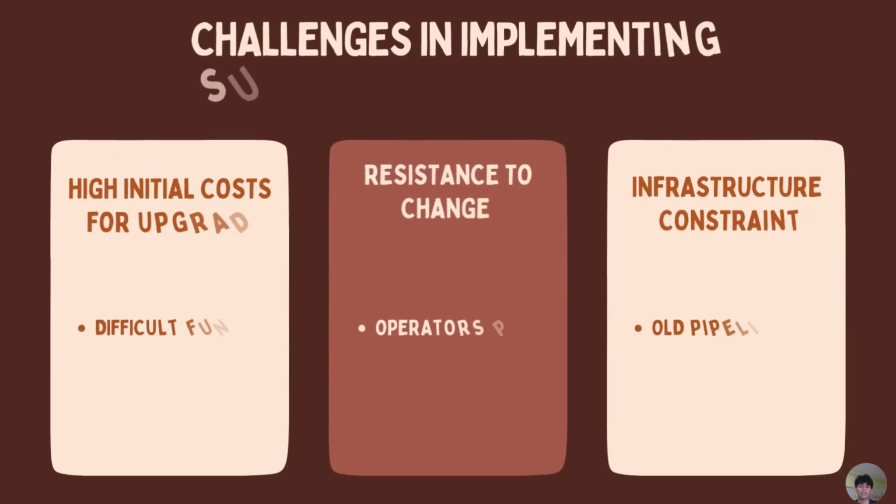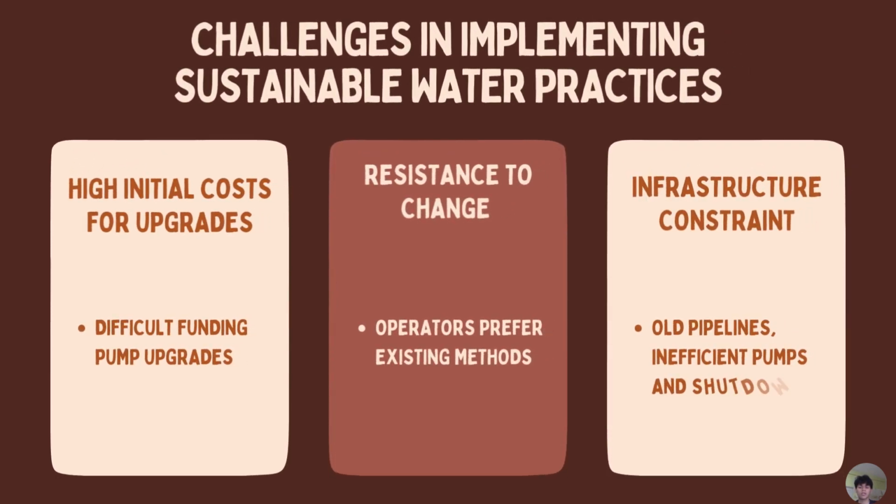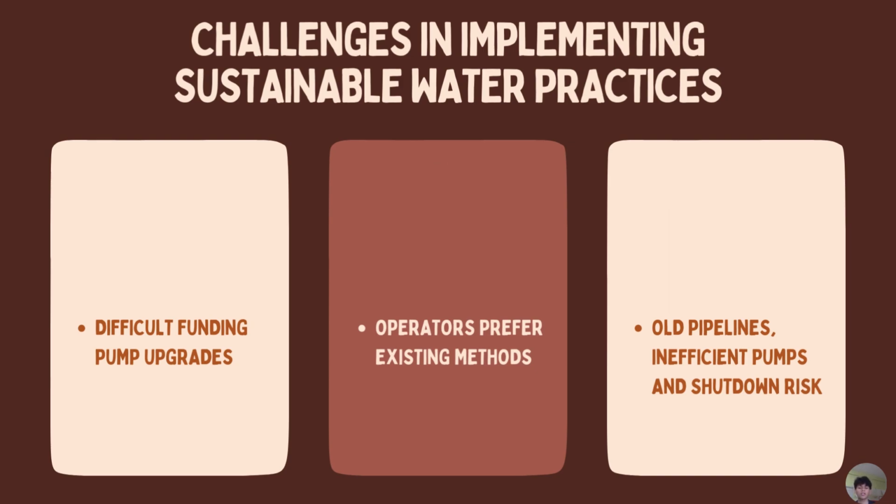And then lastly, challenges in implementing sustainable water practices. First, high initial cost for upgrades, which makes funding pump upgrades difficult. Second, resistance to change, which is operators preferring existing methods. And then lastly, infrastructure constraints, which are pipelines, inefficient pumps, and shutdown risks.